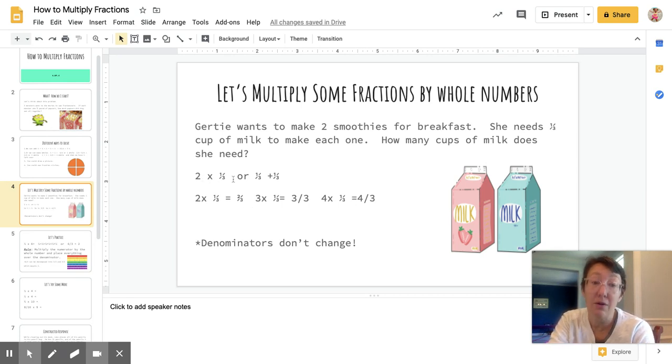So what if Gertie wanted to make 3 smoothies? Then it would be 3 times 1/3, which would equal 3/3. Think of it as 3 groups of 1/3. So it would be 1/3 plus 1/3 plus 1/3, which equals 3/3. And if she wanted to make 4 smoothies, you would times it by 1/3. It would be 4/3. And I have a little note down here, denominators do not change. Okay, so if you're still confused, I think I would still be confused. Let's look at something else.